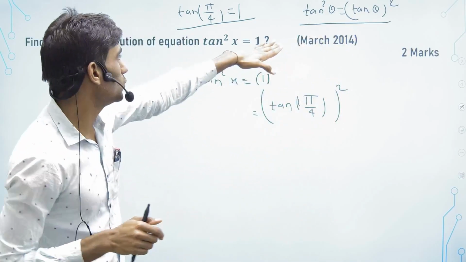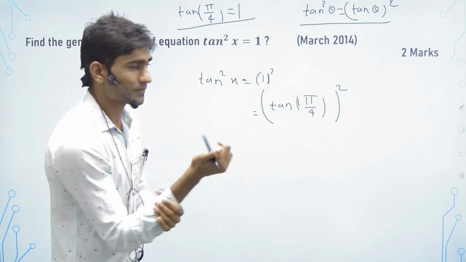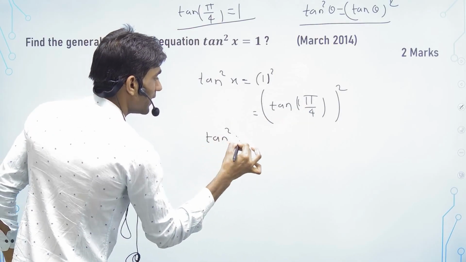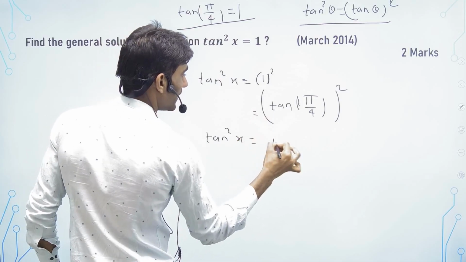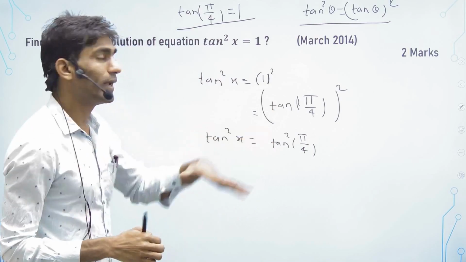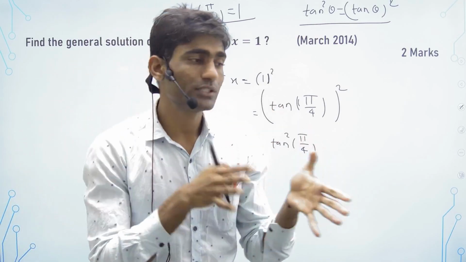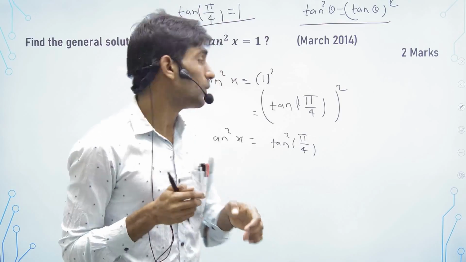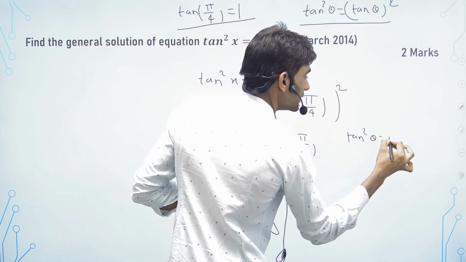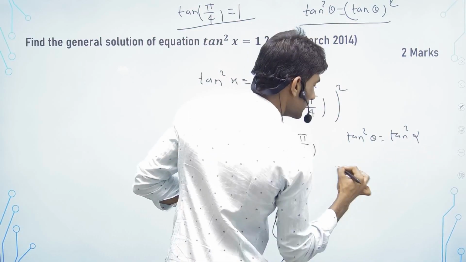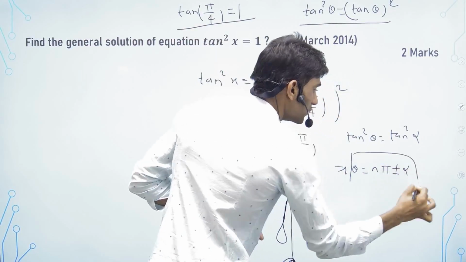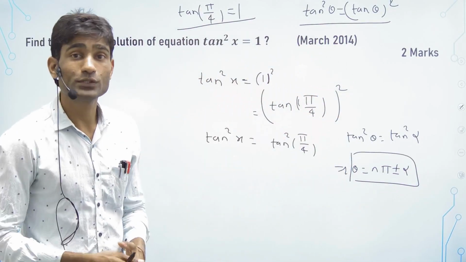So be sure about these calculations. Now we can write this as tan square x equal to tan square of pi by 4. These two values are equal. That means tan square theta is equal to tan square alpha, then that time we'll take theta equal to n pi plus minus alpha. So always remember that result, we'll use it for our calculation.